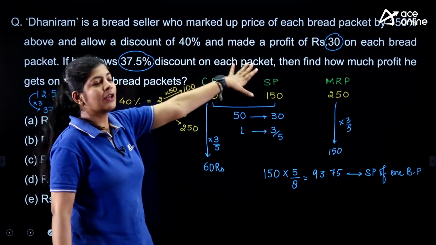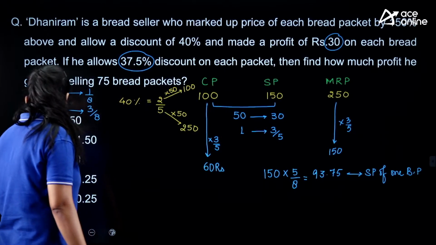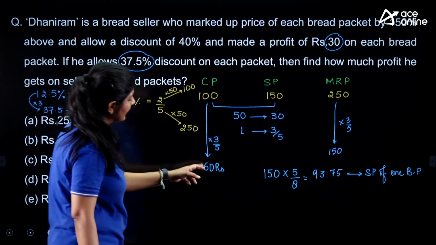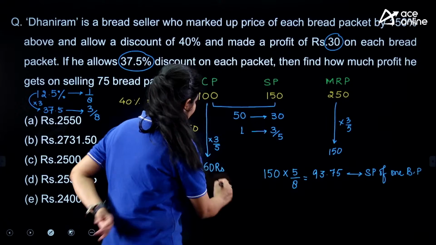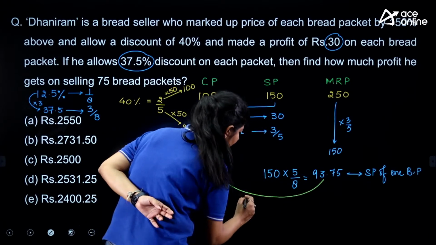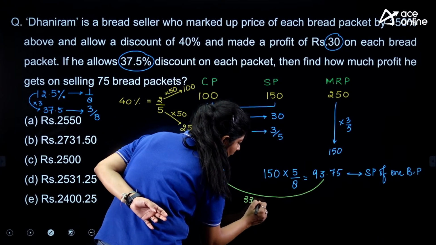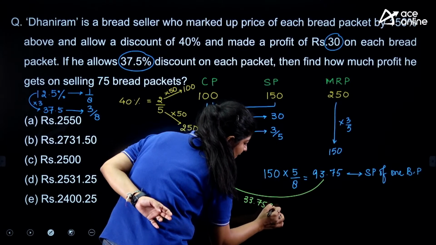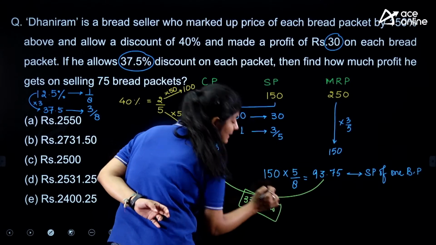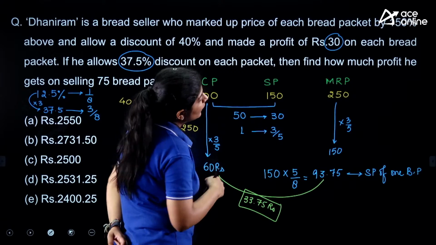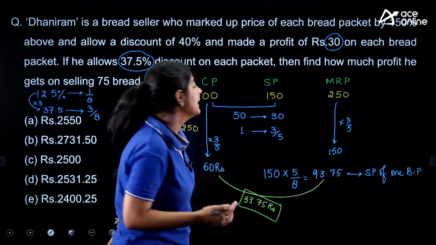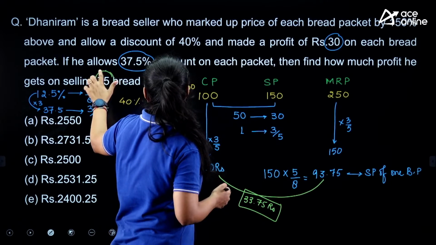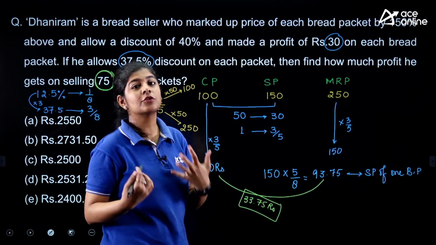But we need to calculate the profit only. So if the cost price of a packet is 60 rupees and I am selling it at 93.75, the actual profit I am getting is 33.75 rupees. This is my actual profit on a single packet. Now what the question is asking is if the shopkeeper is selling a total of 75 bread packets, what is the total amount?